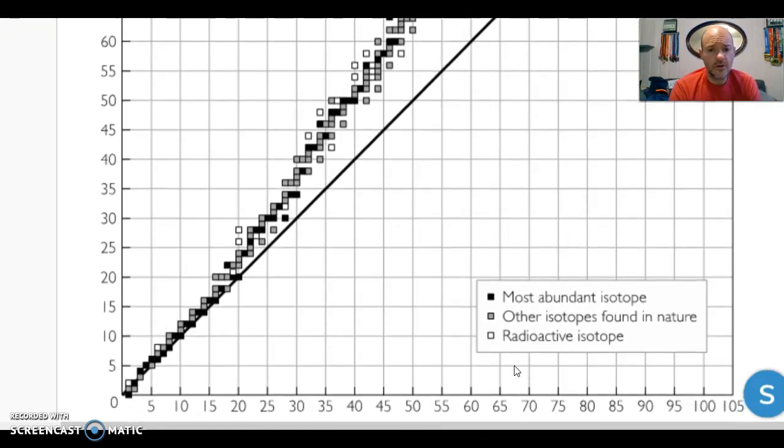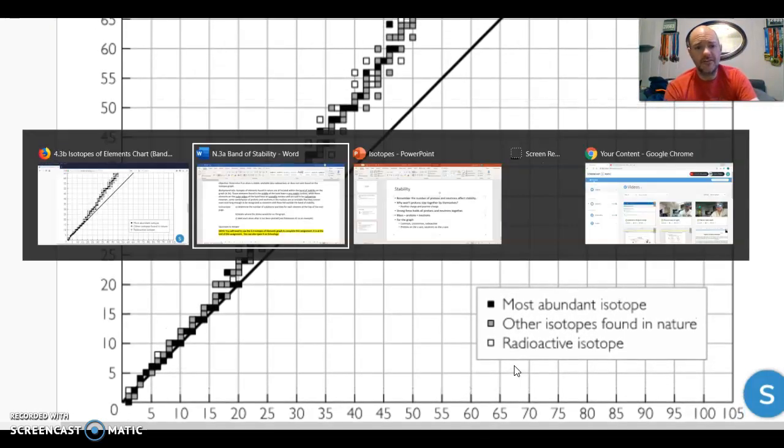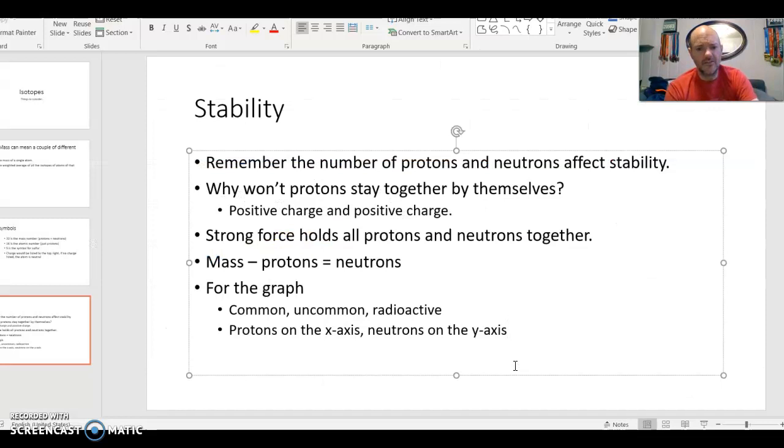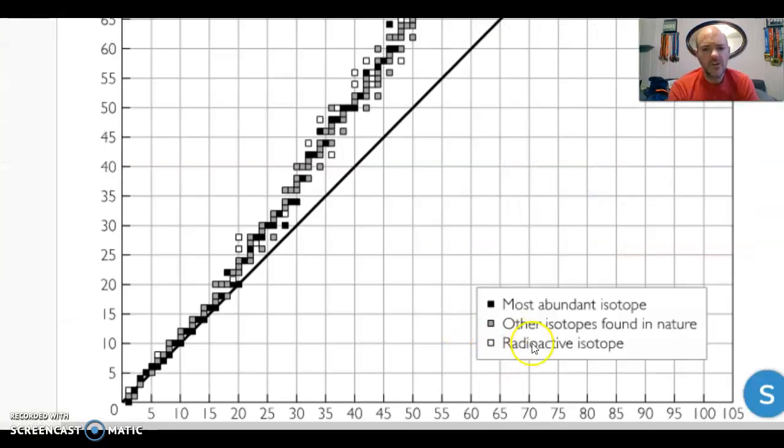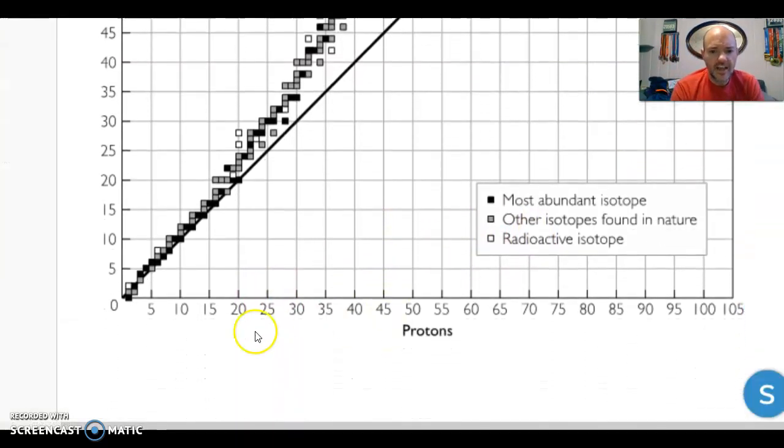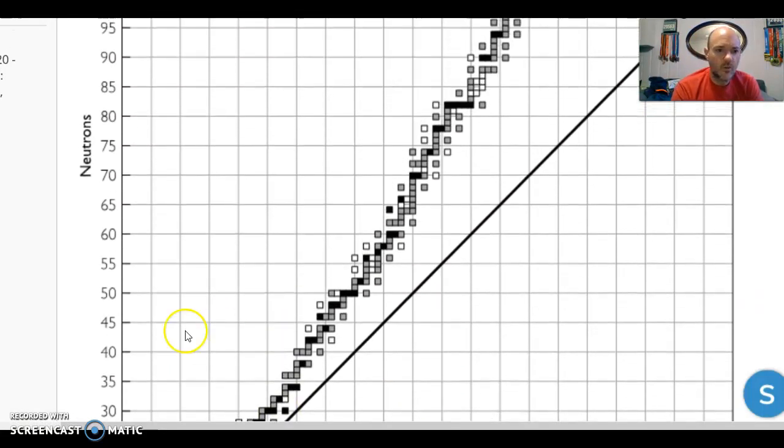All right, so looking at this graph, a few things I want to explain right off the bat. First off, the number on the x-axis down here, this is the number of protons. And the number on the y-axis here, this is the number of neutrons. So it's important that we're not thinking of this as the mass. Protons and neutrons are the axes of this graph, and we want to focus on that rather than protons and mass number, for example.